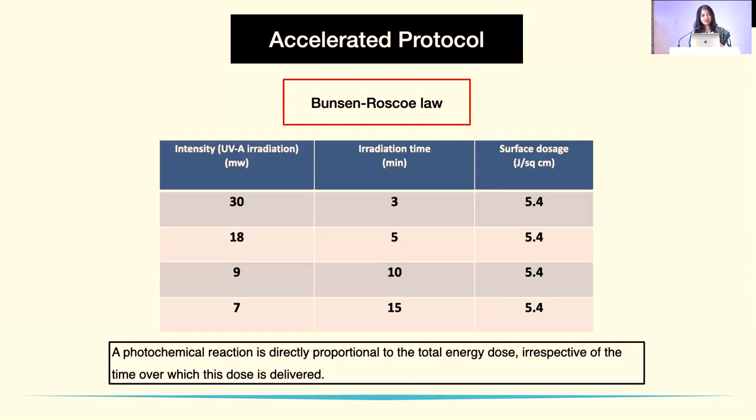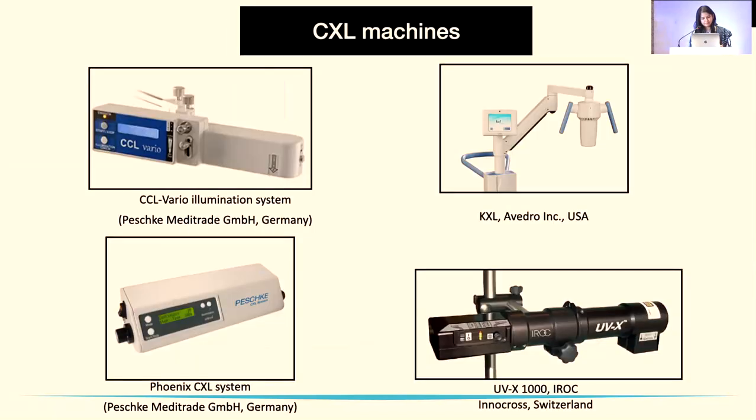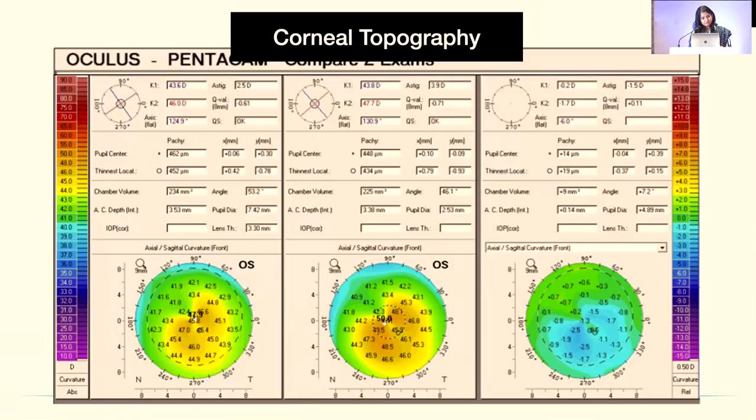In the resident protocol, we are giving 3 milliwatts per centimeter square for 30 minutes. In accelerated protocols, the commonly followed one is 9 milliwatts for 10 minutes or 18 milliwatts for 5 minutes. It still gives the same surface dose, but it saves some time. Now, there are different CXL machines available for collagen cross-linking, which can achieve certain doses, and your protocol might depend on the machine that you're using as well.